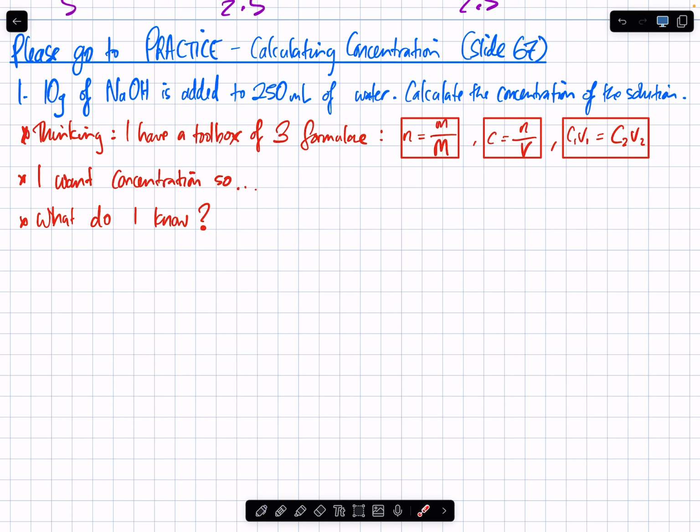So currently you have 3. You have the number of moles formula, you have the concentration formula, and you have the dilution formula here. I have a question: 10 grams of sodium hydroxide is added to 250 milliliters of water. What is the concentration of the solution? In red is what I'm thinking. I have a toolbox of 3 formula. I want concentration, so which one of those am I going to use? The second one. Could it involve the dilution formula? Concentration's in it, but does this question talk about dilution at all? So it must be the second one here.